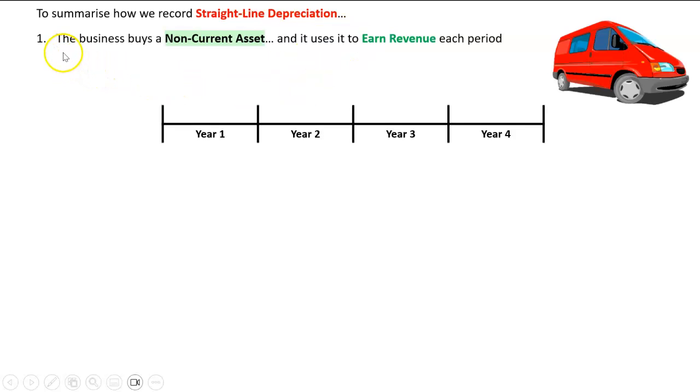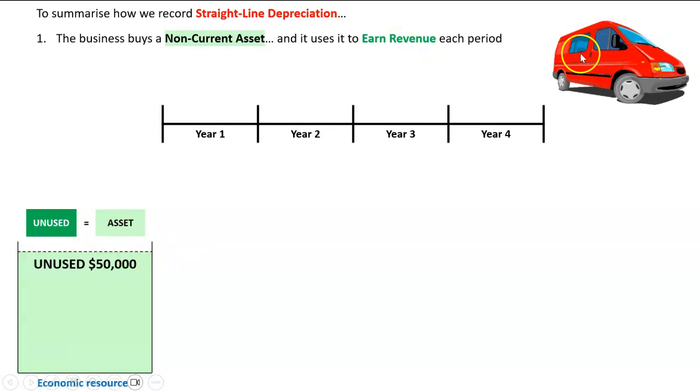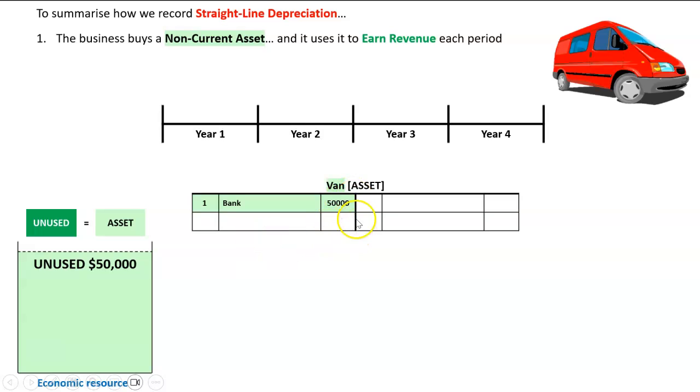So what we're doing is we're saying the business buys a non-current asset, so let's say a van, so it can use it to earn revenue. And when we buy the van, let's say it's $50,000, we say there's a big tank of economic resources which are unused of $50,000, in this case of a van. And then we do a ledger called van asset, and we would do a debit of 50,000. And that's not new. We've been doing that for months now.